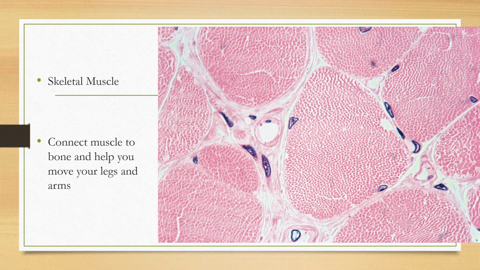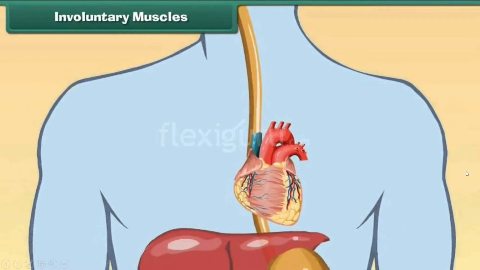The next type of muscle is skeletal muscle. These are muscles connected to the bones and help you move your arms and legs. And you can see a nice cross-cut section of skeletal muscle under the microscope in this picture. The next one, I'm going to be using voluntary and involuntary muscles, so you need to know the difference.